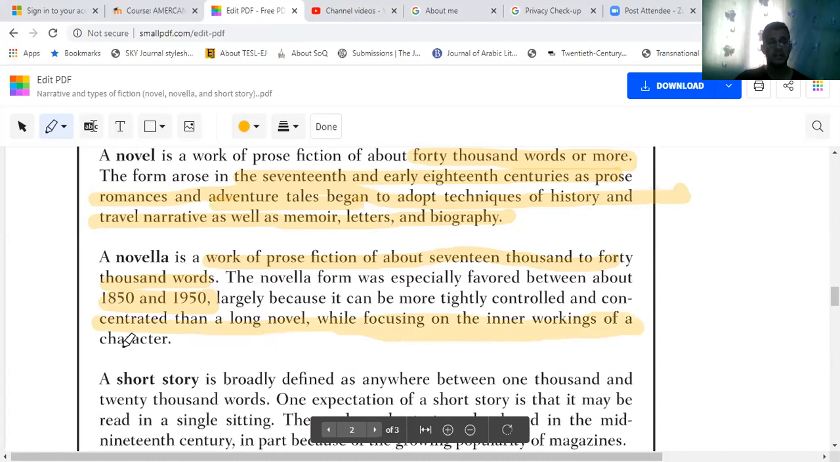So simply, the novella appeared between 1850 and 1950 because of its unique characteristic. As mentioned here, it is more tightly controlled, and it concentrates on the topic more than a novel. A novel is 300 or 400 pages, whereas the novella is just 100 pages. So imagine yourself reading 100 pages or reading 300 pages. Which one do you think is more controlled and concentrated? And it is easy to finish, to be honest with you. I would prefer reading a novella than reading a novel, because I get bored fast.